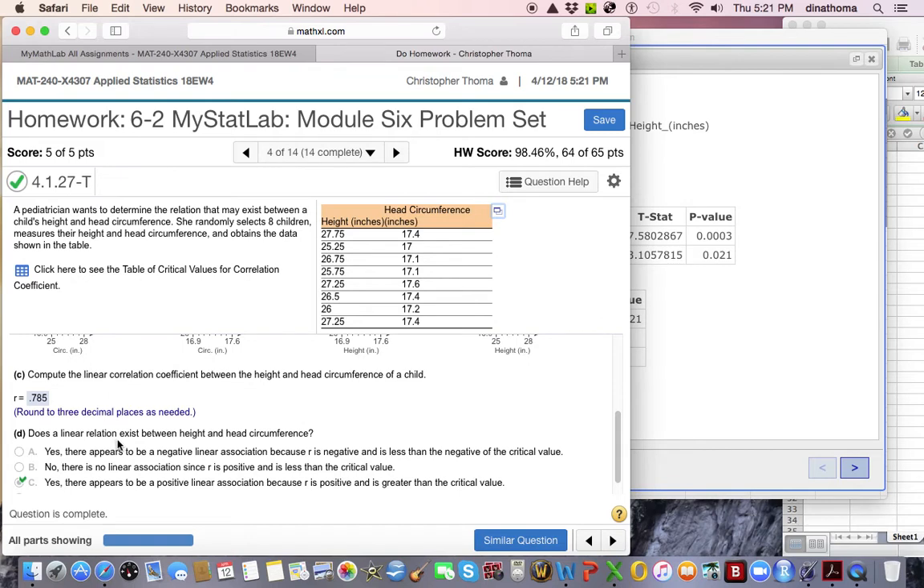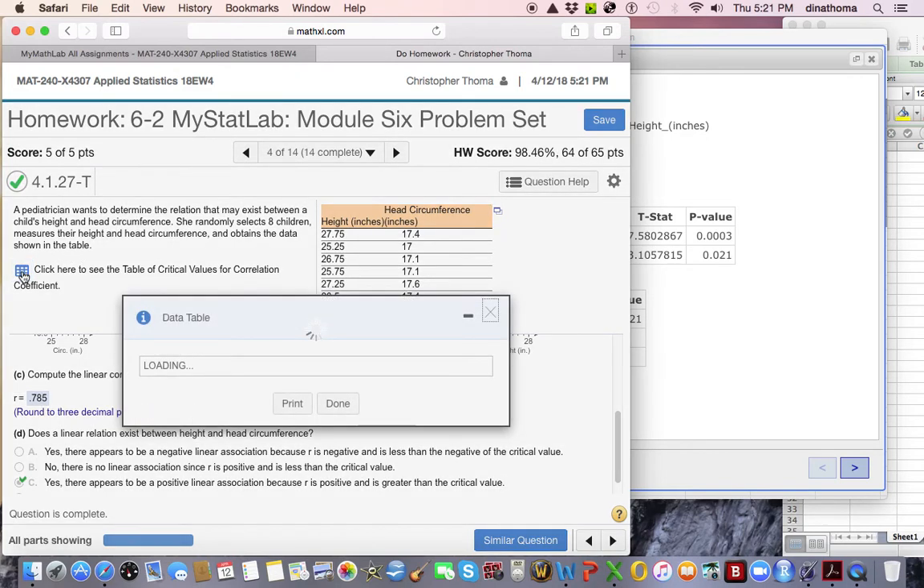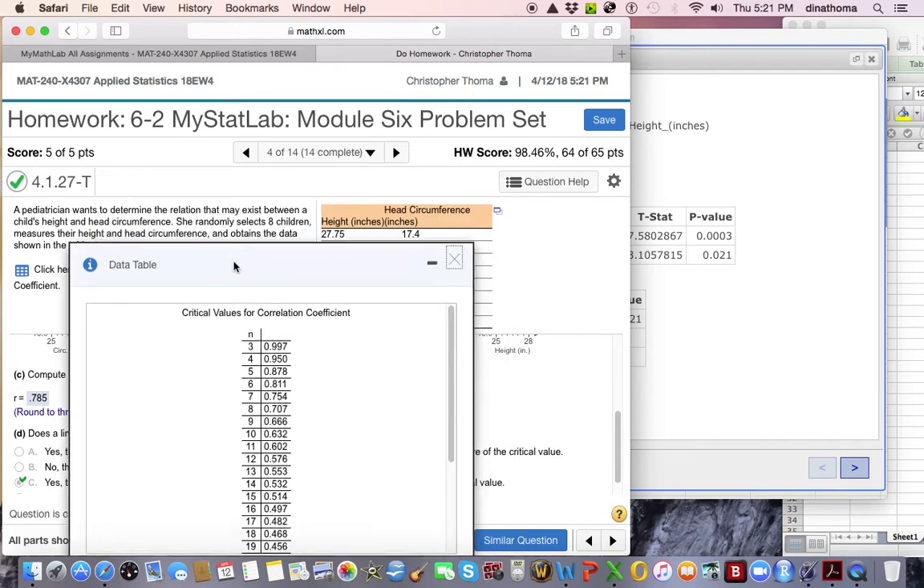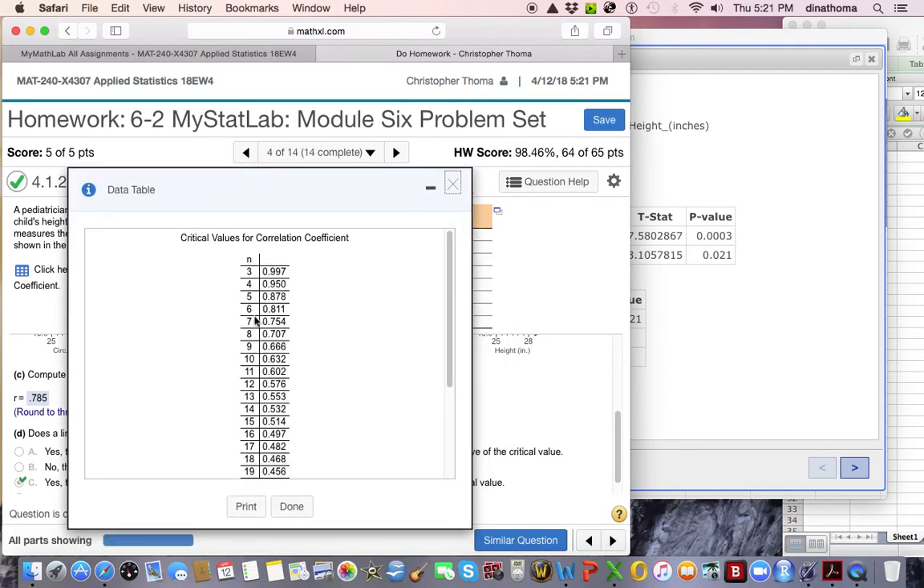So does a linear relationship exist between the height and the head circumference? To do that, you compare critical values. So I click on this R, and our sample size was 8, right? So we come down here to 8, and we see 0.707.